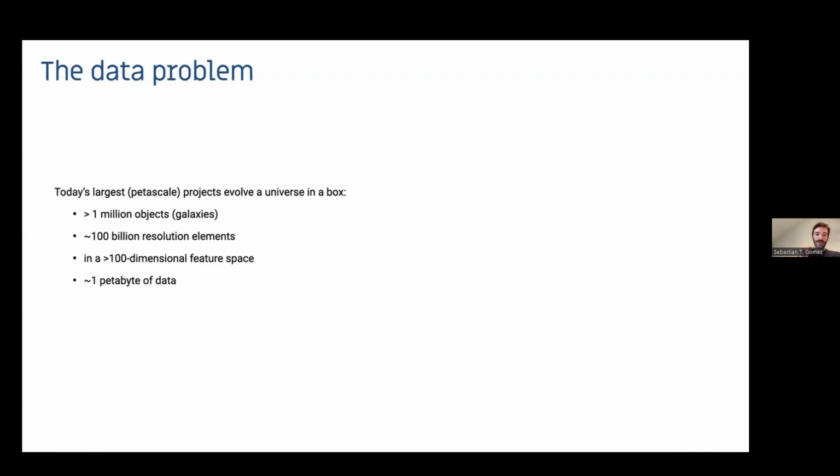So this means that we have this data problem, in particular with these kinds of simulations. The largest projects that require petascale HPC computing evolve a universe in a box with more than 1 million objects, which are the galaxies in this case, about 100 billion resolution elements, and this is continuing to grow, and they live in 100 or more dimensional feature space, generating about a petabyte of data per project. And for exascale simulations in the next decade or so, these data sets are going to grow to be more than 100 times larger.